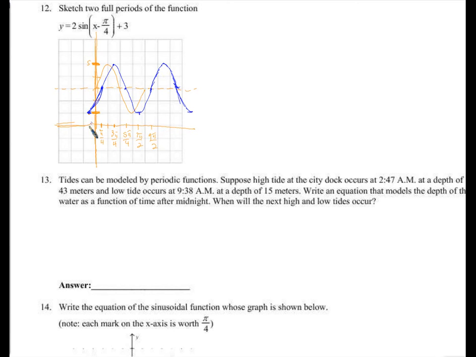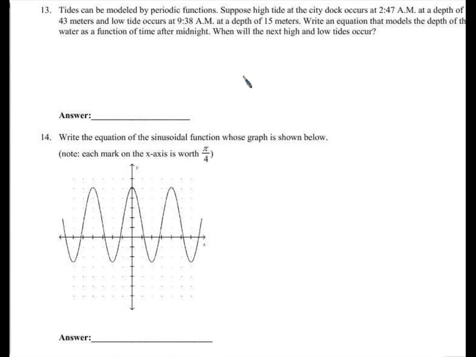Okay, this would be negative pi over 4, and this would be, let's see, well, you go from 7 pi over 2 to the right 2 pi, because that's the period. 7 pi over 2 plus 8 pi over 2 is 15 pi over 2. So this would be way over here at 15 pi over 2. That'll do it.